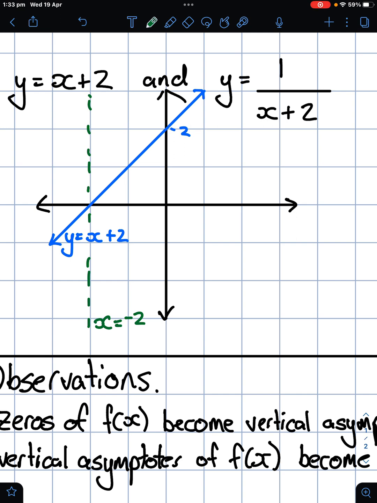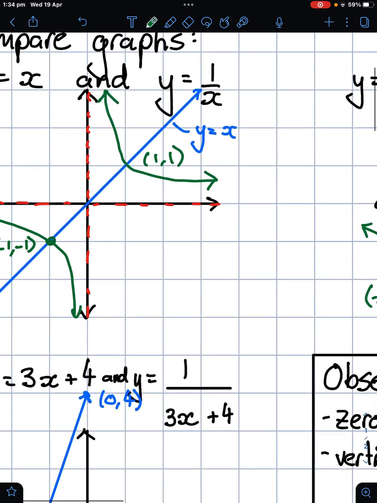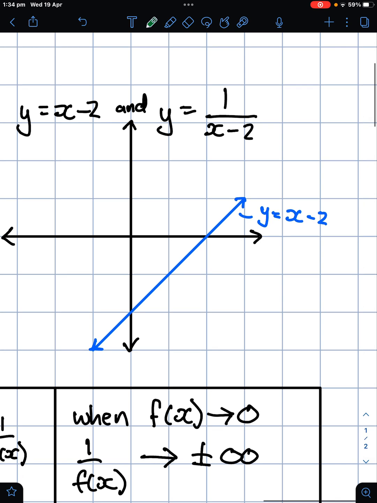You'll notice here, if I do my intersection points on my calculator, I have this intersection here. I'm just going to extend over. The coordinate that they intersect at is -3 and -1. And we see here, it goes through the coordinate -1 and 1. If you look at this, it's actually the same graph as this. It's just been translated 2 units to the left. Let's go to the next one, x minus 2.